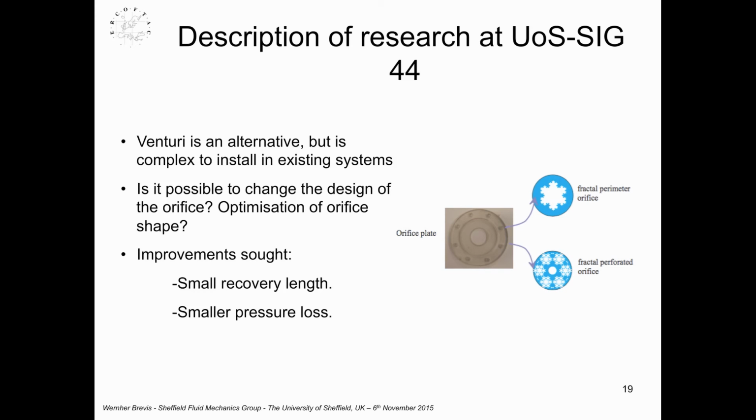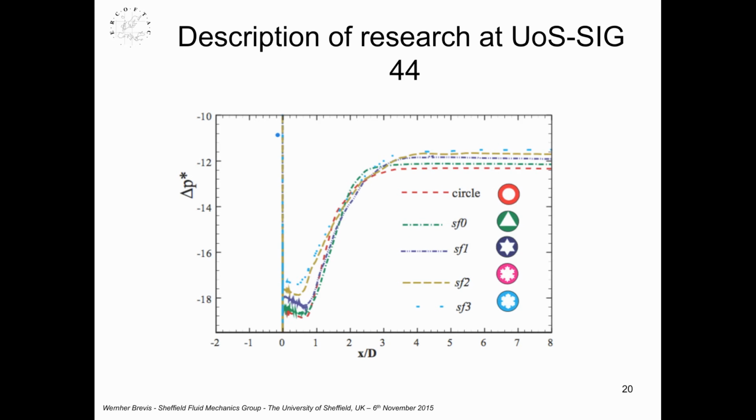So the approach that was decided to follow was to change the design of the orifice to try to optimize the orifice shape. And the improvement that we are looking for is actually to try to shorten the recovery length and try to shorten the pressure loss. So on the right part of the picture, you will see that there are two approaches. One approach is to develop a so-called fractal perimeter orifice, and the second one is basically to make use of a fractal perforated orifice. So I'm going to talk basically now about the first one, the fractal perimeter orifice.